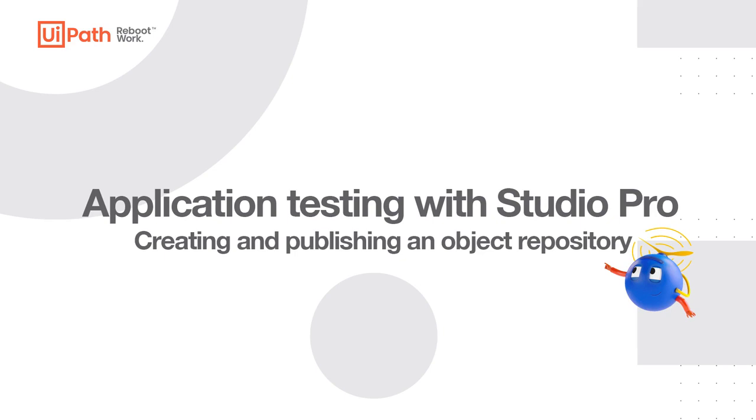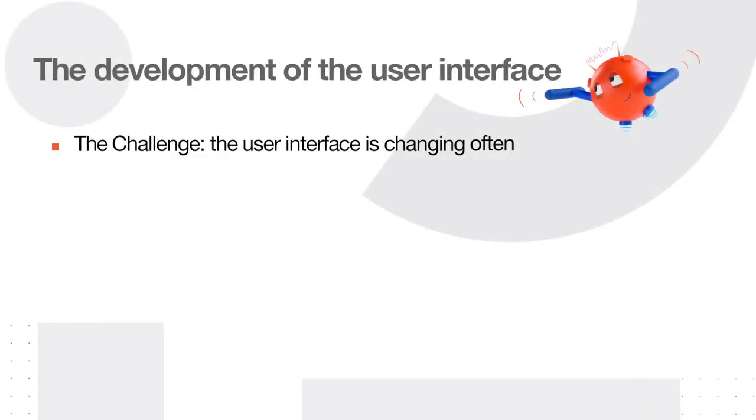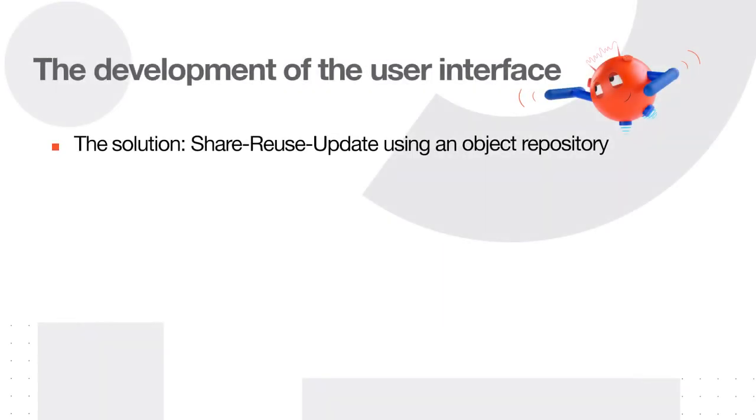As you'd expect, this is not the easiest thing, because the user interface is changing every day. The temptation to go for manual testing is big. But let's see how Studio Pro can enable the automated testing of the user interface. This is done through the Share, Reuse, Update approach by using the Object Repository feature. In this video, we will create an object repository by capturing the screens and the UI elements with their descriptors.